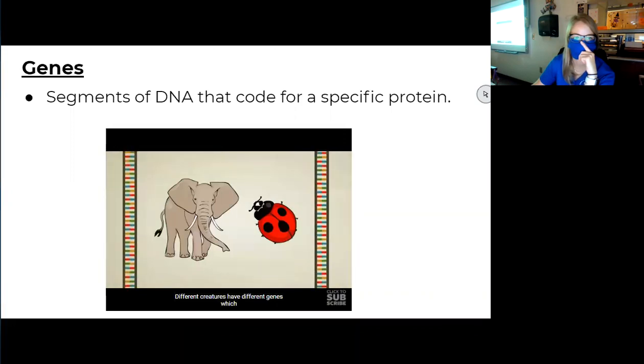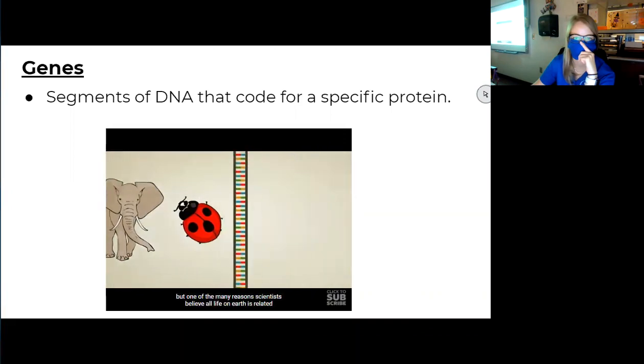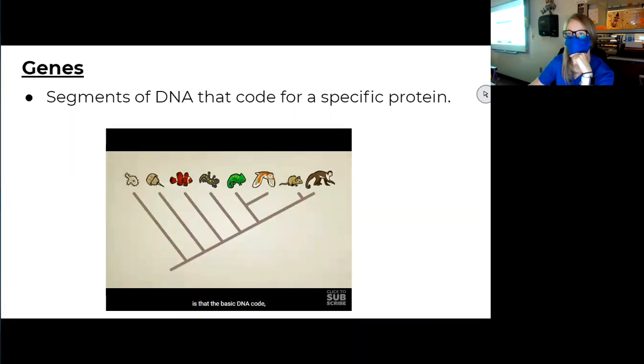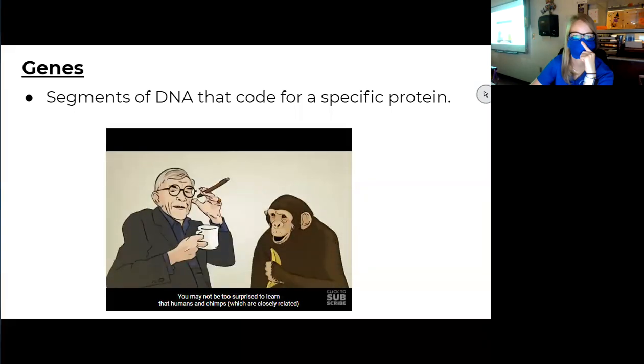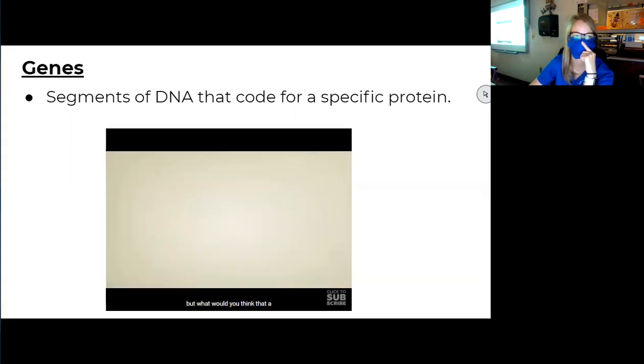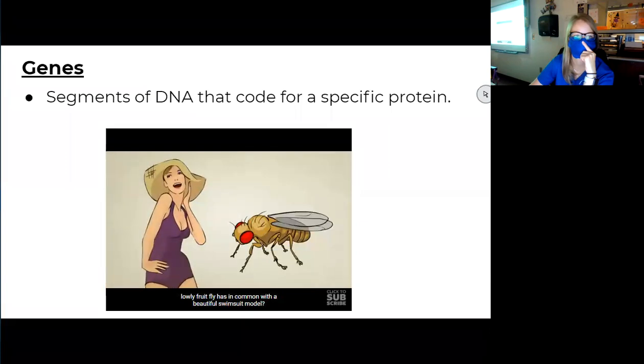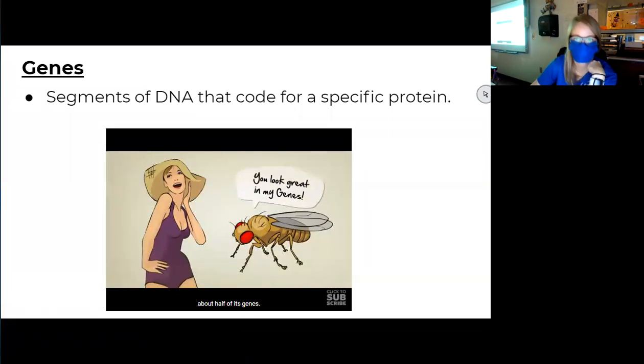Different creatures have different genes, which is ultimately why their bodies look and function differently. But one of the many reasons scientists believe all life on Earth is related is that the basic DNA code, the language of A's, C's, T's, and G's, is pretty much the same for all living things. Many creatures even share some of the same genes. You might not be too surprised to learn that humans and chimps, which are closely related, share 96% of their genetic code. But what would you think a lowly fruit fly has in common with a beautiful swimsuit model? Surprisingly, about half of its genes.